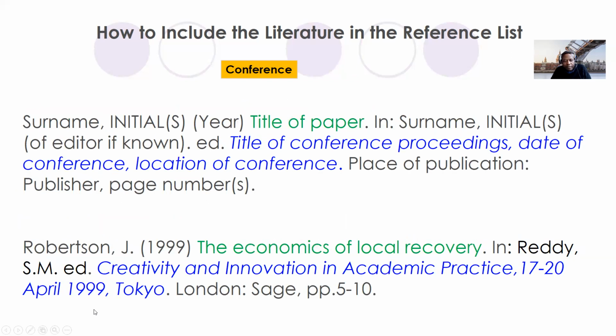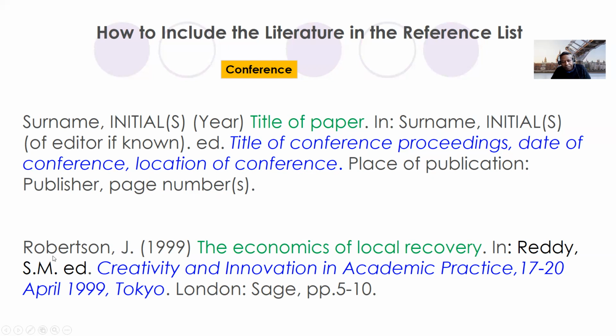Then for the conference, we have surname, initials, year, and then title of the paper, which is upright. Then surname, initials of editor; if none, you put ED by the side. Then title of conference proceedings, date of conference, location of conference, all in italics, then place of publication, publisher, or page and page numbers.